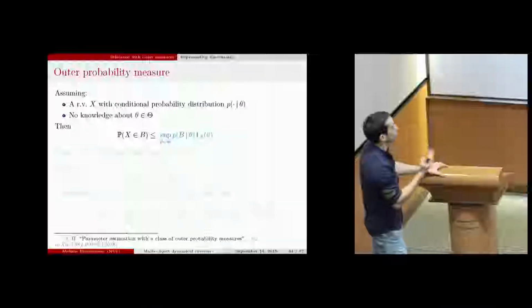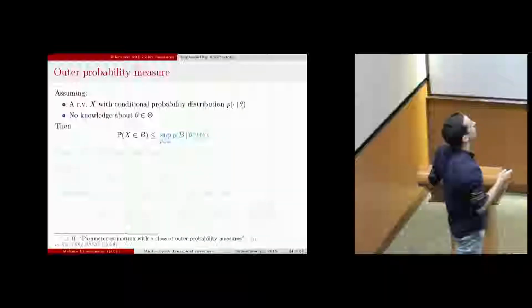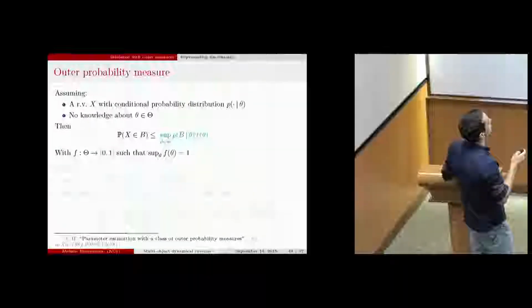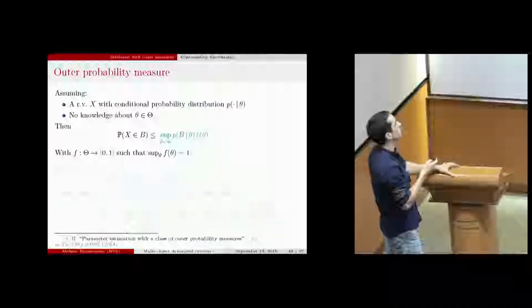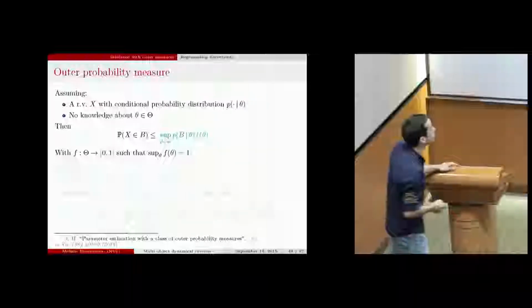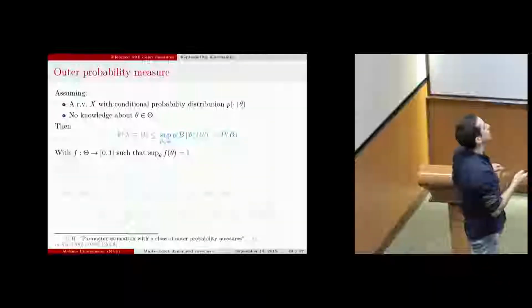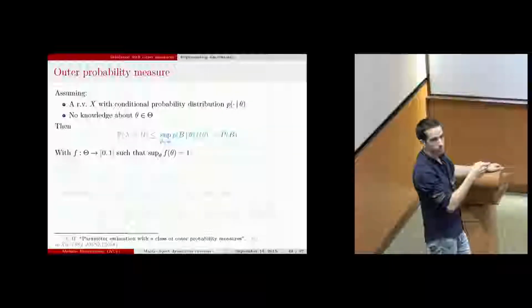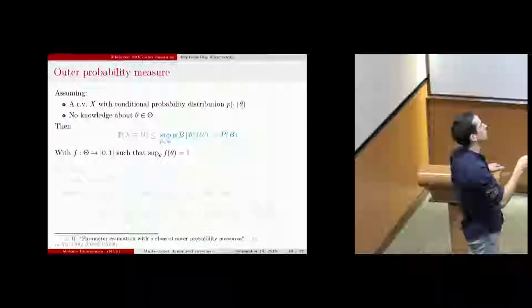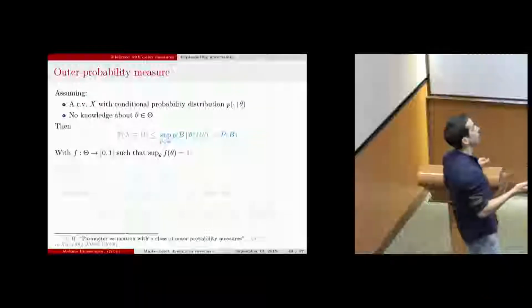But to have a bit more flexibility, I replace this indicator by some function, and this function doesn't need to have a lot of properties. It's just a non-negative function, and it has to have supremum 1. This is really just for intuition. We forget about it, and now we define p bar. In this talk, all p bars, even with some indices, are going to be outer probability measures.